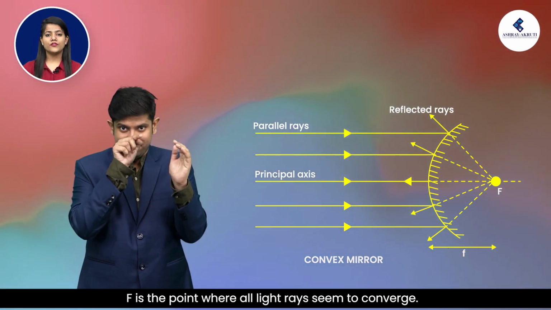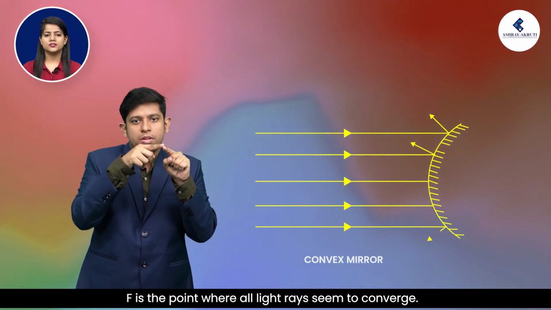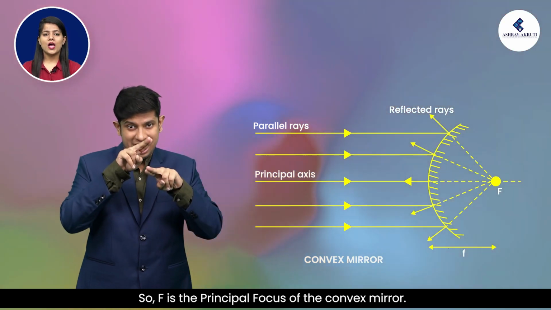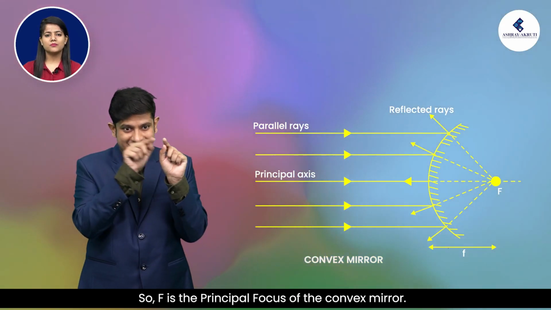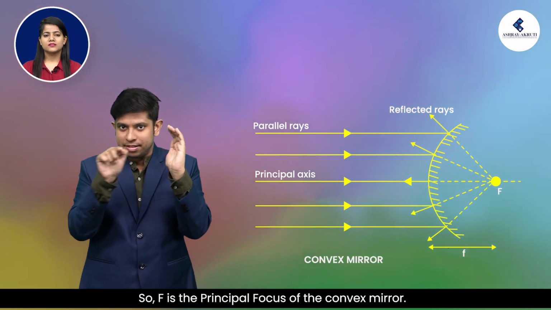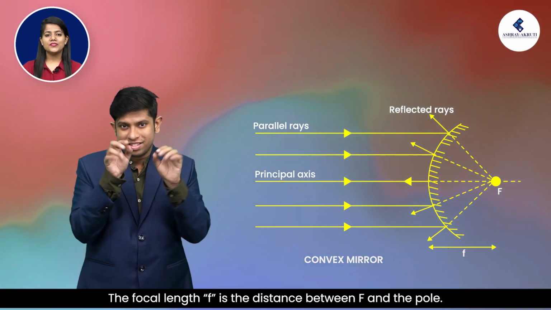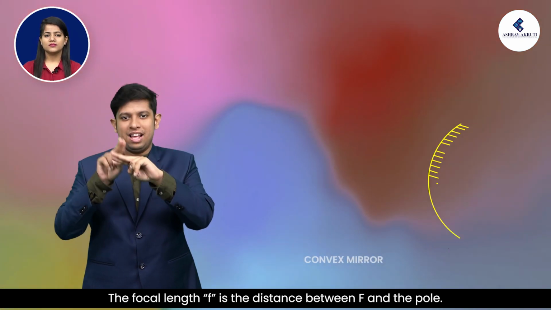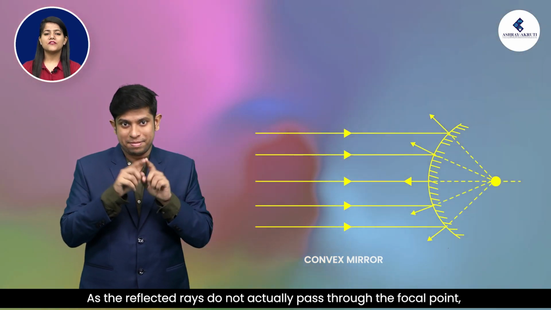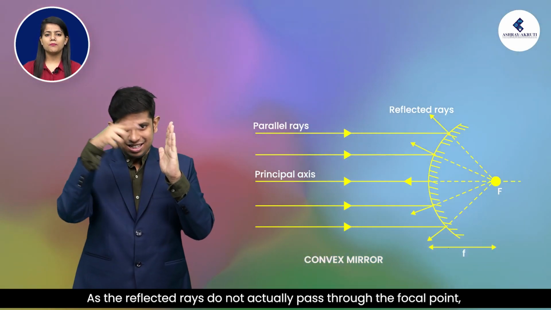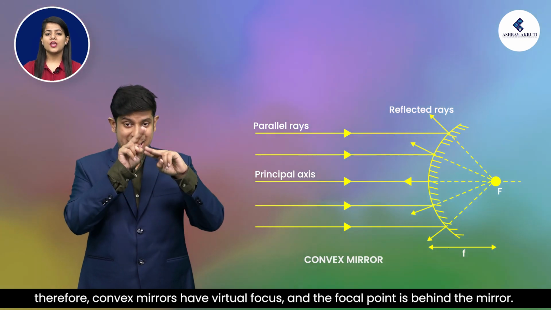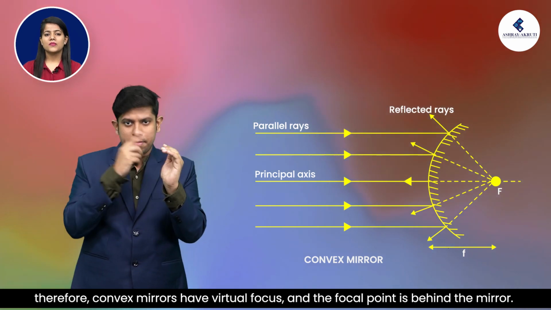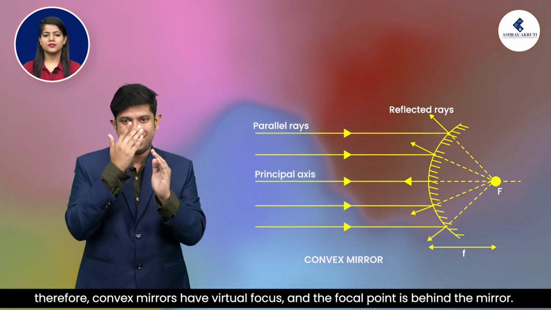F is the point where all light rays seem to converge. So, F is the principal focus of the convex mirror. The focal length F is the distance between F and the pole. As the reflected rays do not actually pass through the focal point, convex mirrors have a virtual focus and the focal point is behind the mirror.